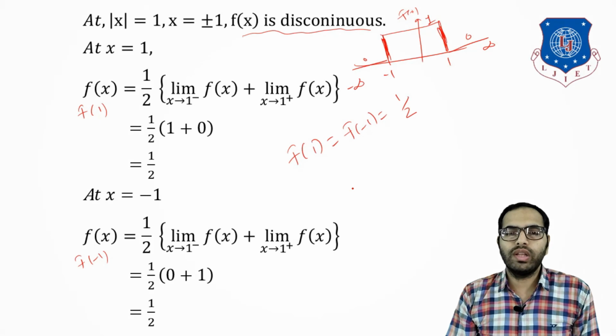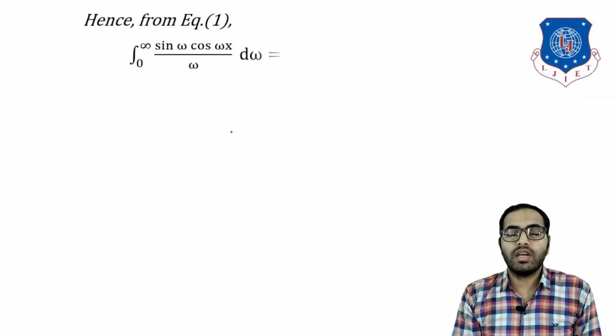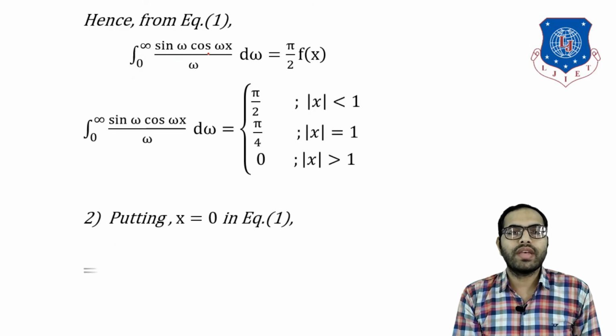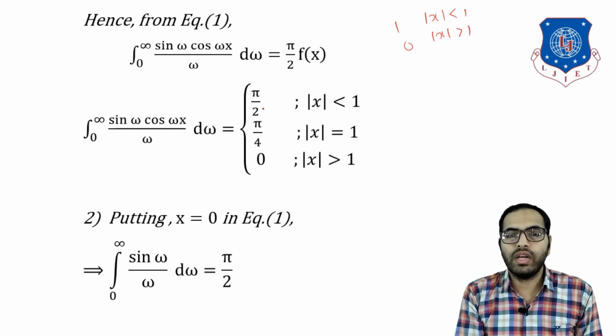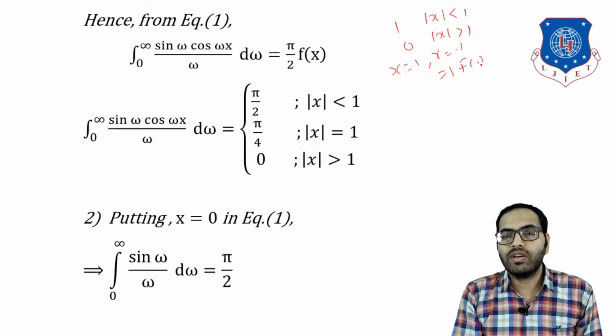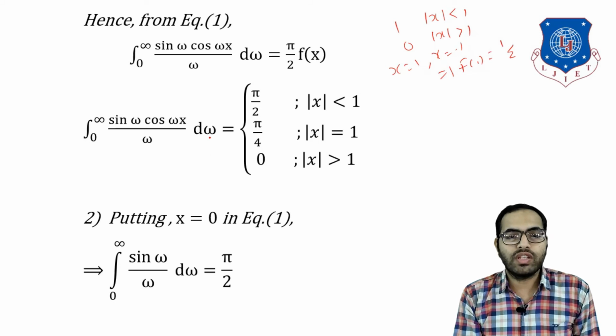Now substituting all these values in our equation number 1. Hence our equation number 1, which is integral 0 to infinity of sin omega cos omega x upon omega d omega equal to pi by 2 f of x. See, we have the function, if the value of mod x is less than 1 then 1, and mod x greater than 1 then 0. If mod x is less than 1, the function has value 1, then 1 into pi by 2 is pi by 2. If mod x is greater than 1, the function has value 0, and 0 into anything is 0. If mod x is equal to 1, that is at x equal to 1 and x equal to -1, the function has value 1 half, so pi by 2 into 1 half is pi by 4. That is our first calculation, which is proved.